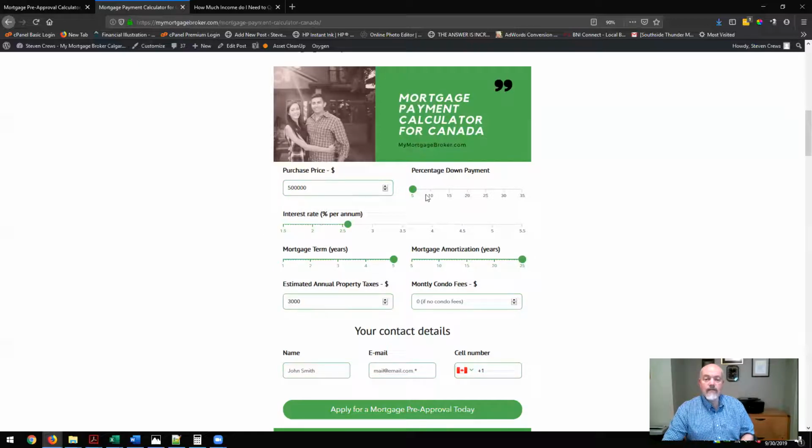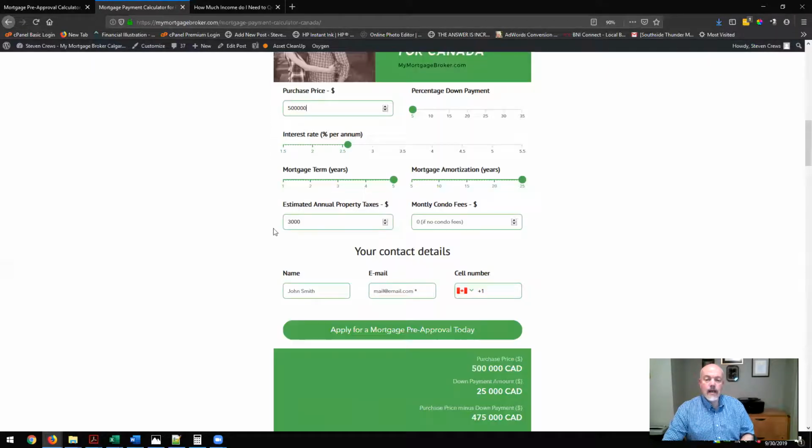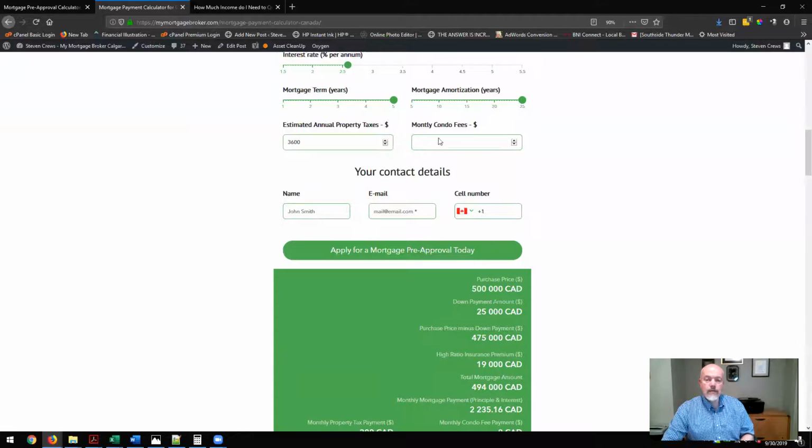So let's say 5% down, interest rate 2.59, 5-year term, 25-year amortization. If you wanted to, you can also put property taxes in. So let's say $3,600 for property taxes, and then 0 condo fees. The reason I have these in here is so that it can give you a bit of an idea of how much money you can qualify for income-wise, or how much income you need to qualify for this purchase price. So this $500,000 purchase price works out with a 5% down.